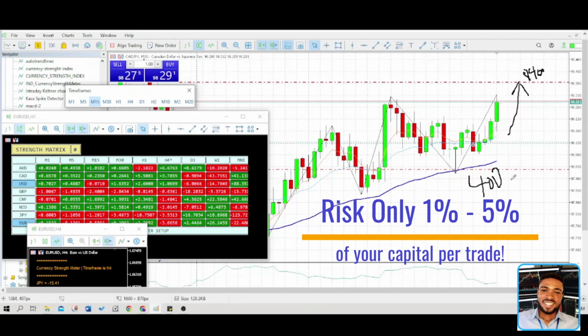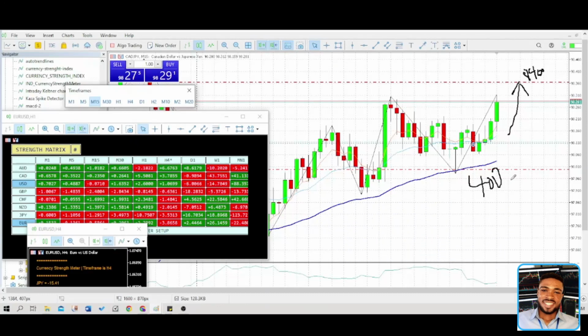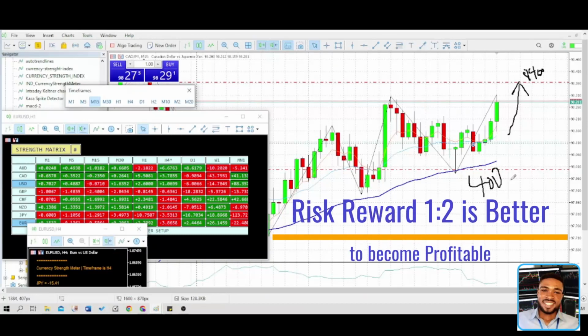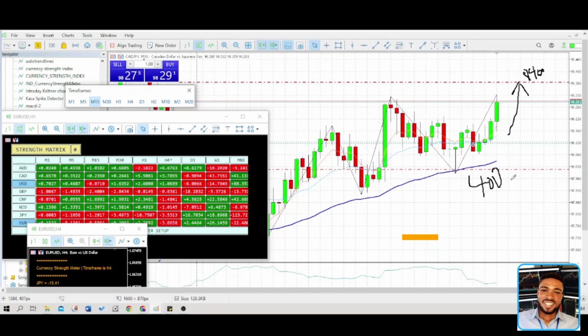So you risk $400 to make $800, or you risk $200 to make $400, or $300 to make $600. Make sure you always get twice of what you are risking. That's risk reward, and your risk reward must always work. If your risk reward is very low, you can't become profitable. To become a profitable trader, your win rate must be high and your risk reward must also be high. If these things cannot collaborate with each other, then you cannot become profitable.